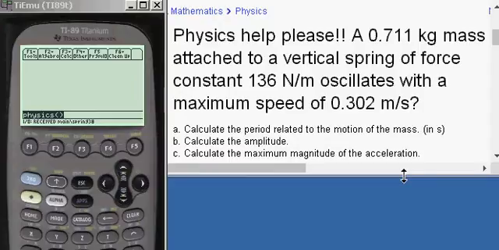The vertical spring, given mass, the spring constant, and the speed or velocity. This is a test problem, probably a homework problem, and entered by a student. So let me show you how my programs do this.